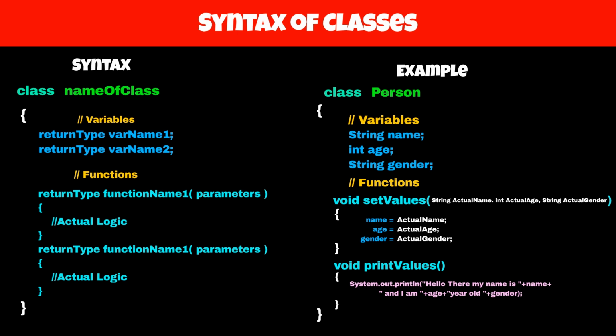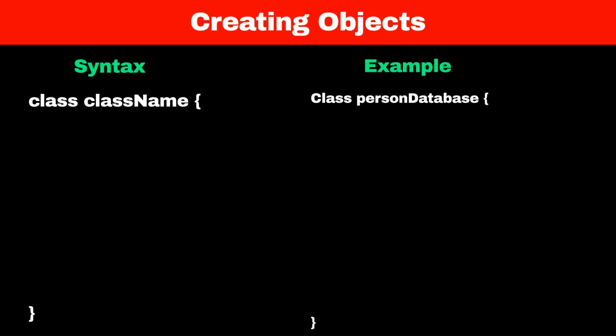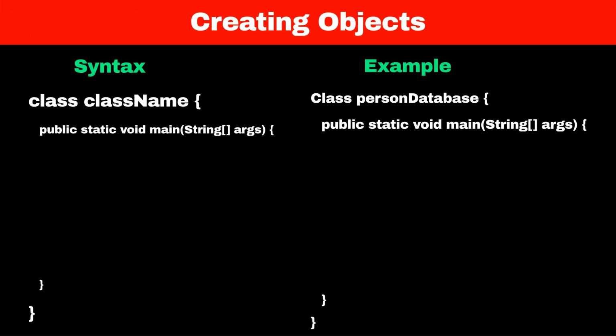Now to access the functions in another class, we have to define objects of the class where we will provide actual values of these variables. So let's create another class. We will call it PersonDatabase and we will create an object of the Person class inside the main method. Now inside the main method, we have to define objects.